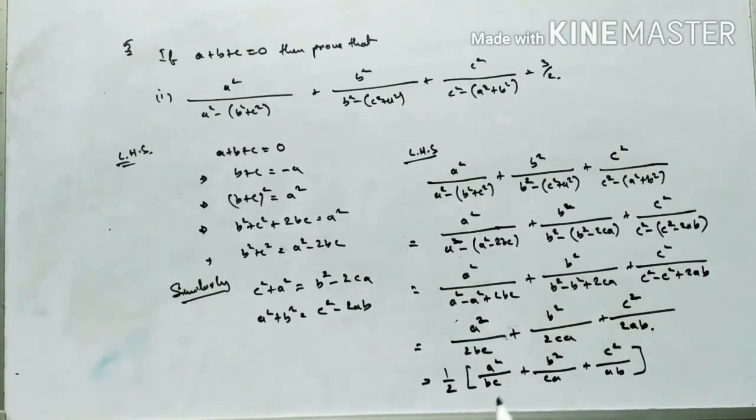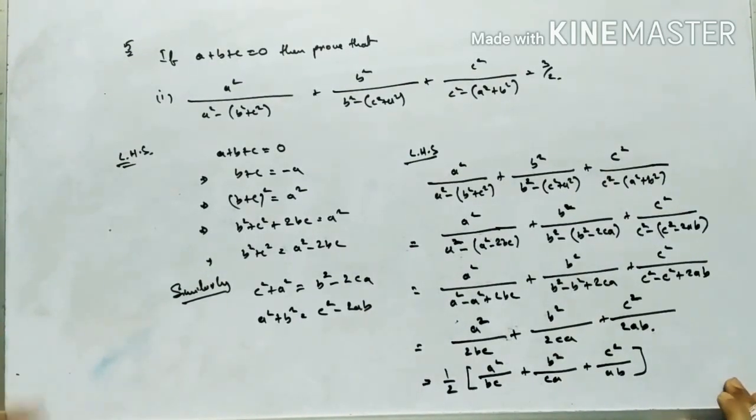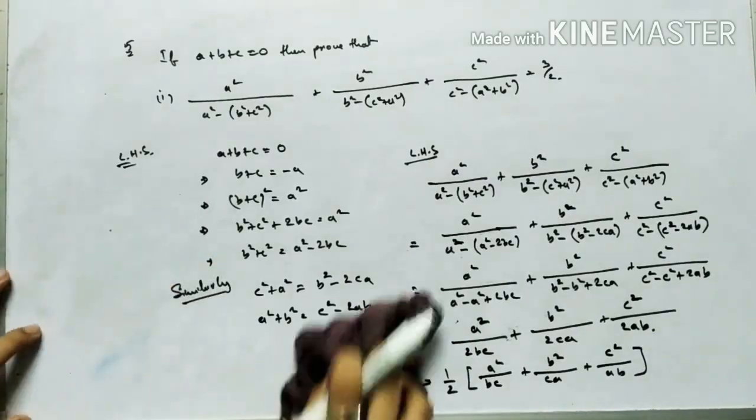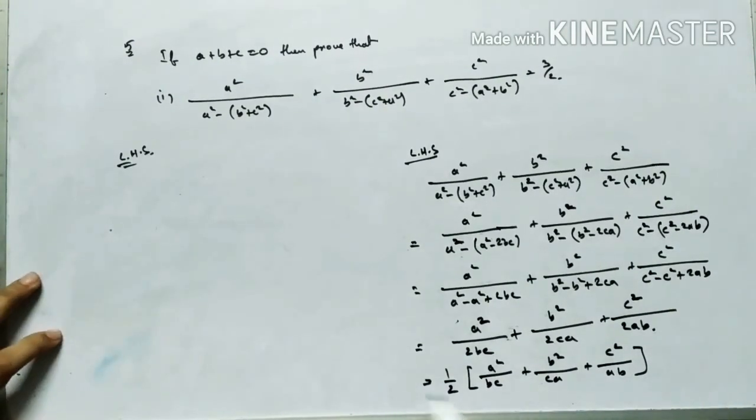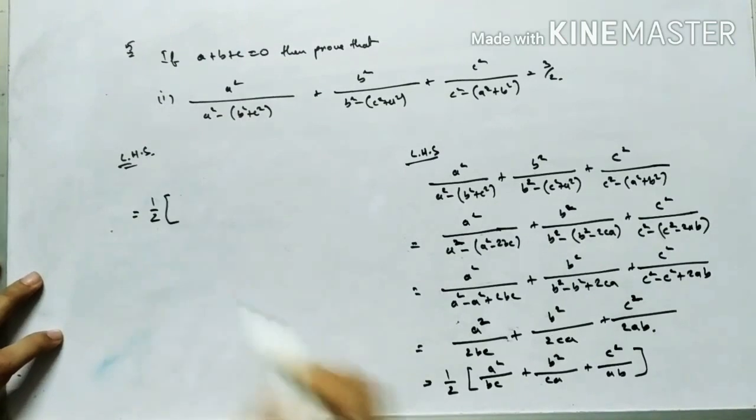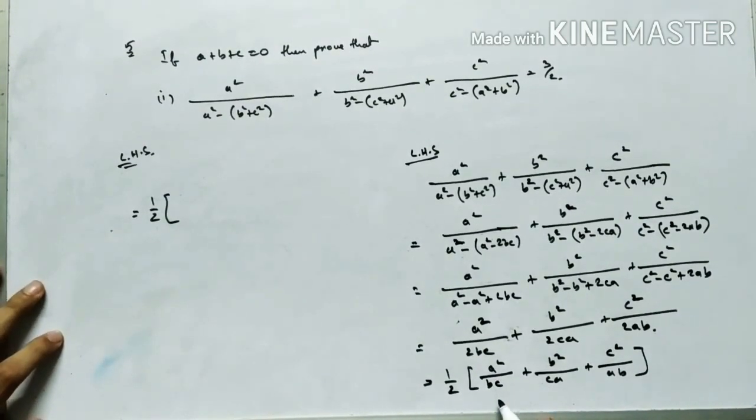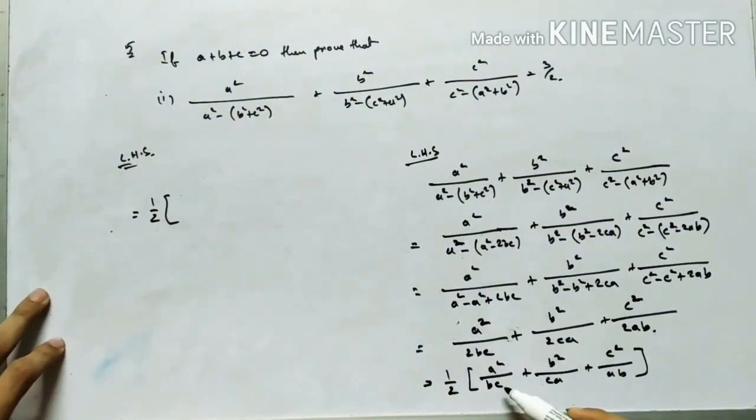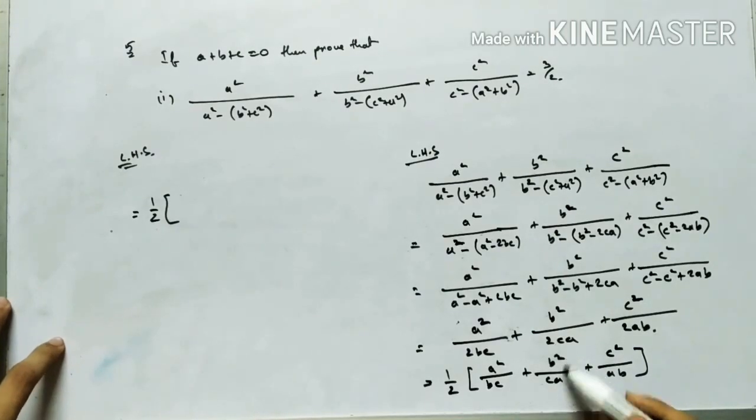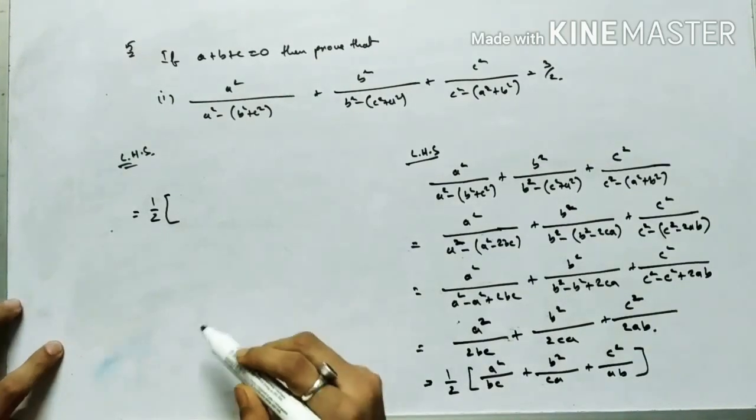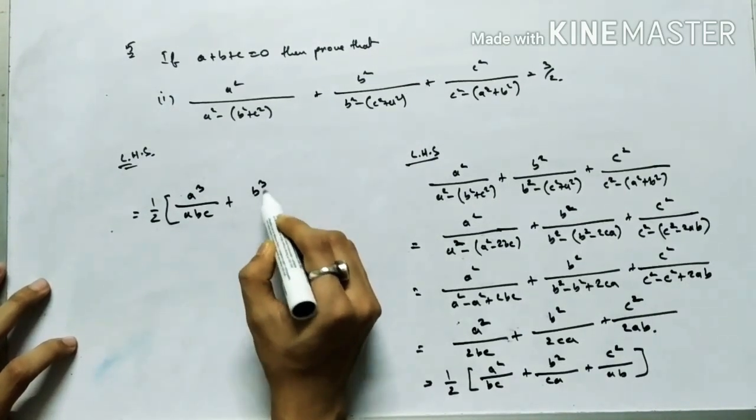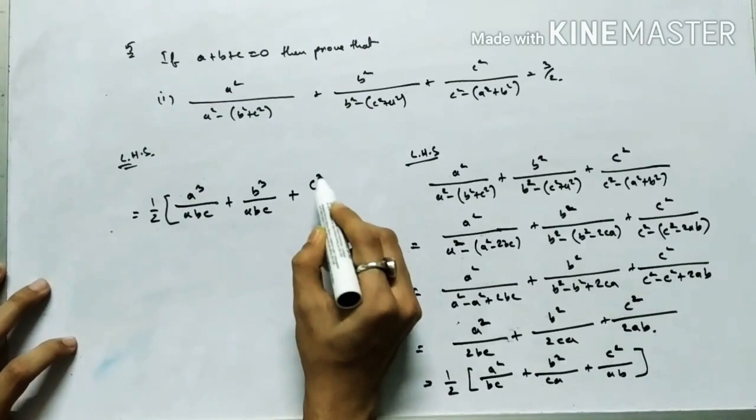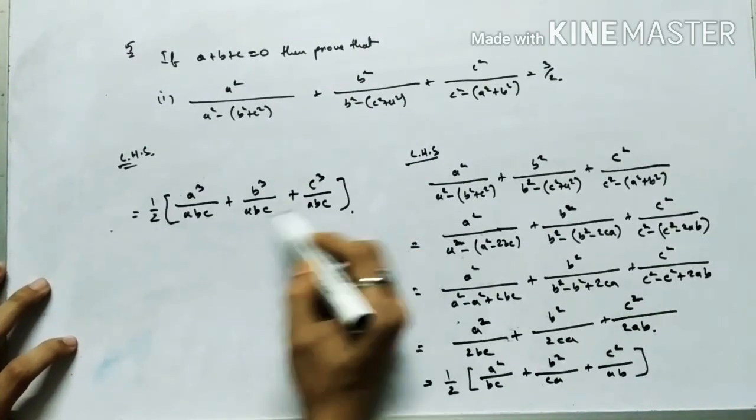Okay, so now you see what I will do. This thing I am rubbing. You write it serially. Okay, so this one is equal to, I will get this one, 1 by 2. In here, both numerator and denominator I will multiply by a, and in here by b, and in here by c. So ultimately this one I will get a cube by abc plus b cube by abc plus c cube by abc, I will get. Understand?